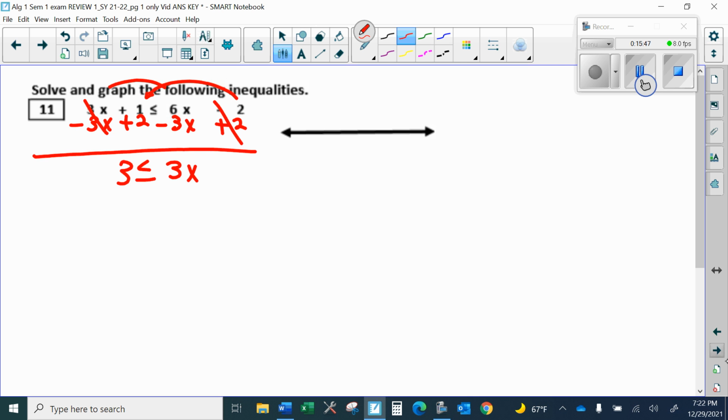And last step, divide by 3. Notice in doing this, I'm always dividing by a positive, so I'm not going to have to remember to switch the inequality sign. Okay? This is the smartest way to do it. Cut down your chances for error.